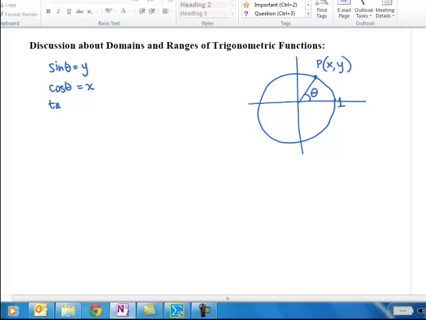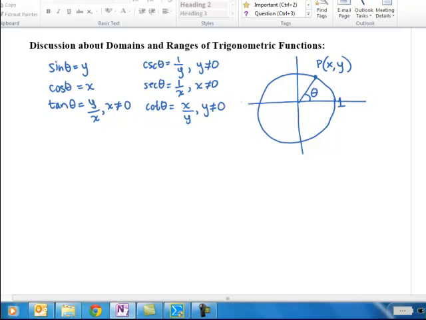The tangent of theta is y divided by x, and because of that we don't want x to be 0. The cosecant of theta is the reciprocal of the y, so we don't want y to be 0. The secant of theta is the reciprocal of x, so we don't want x to be 0. And then finally the cotangent of theta is x divided by y, so we don't want y to be 0.